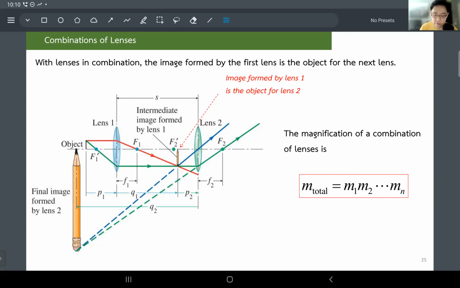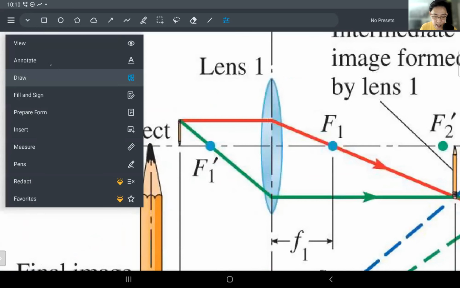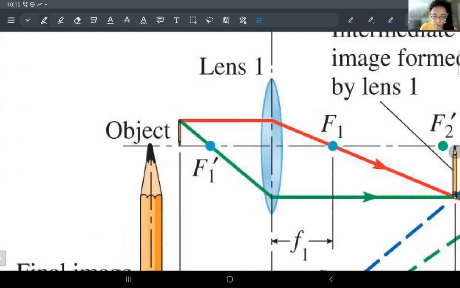So what we have in front of you right now is two lenses. One is lens one, the other one is lens number two. You place an object here, and the object is just right there. Let me highlight that for you so you can see it easily. That's your object. Your object is a pencil with the tip pointing downward. Now you place this object in front of lens number one.